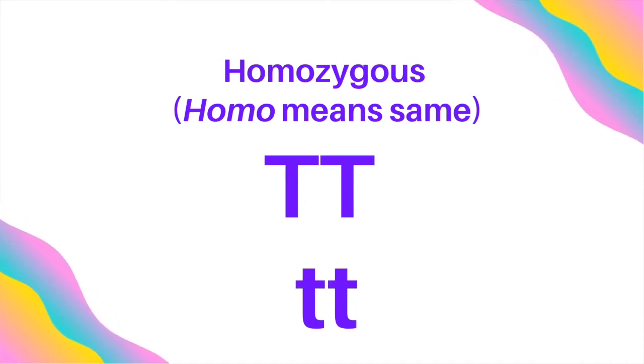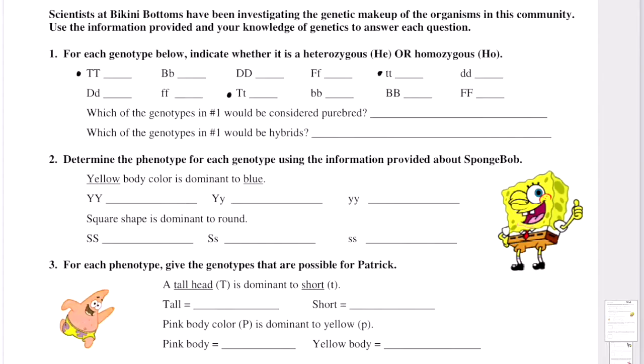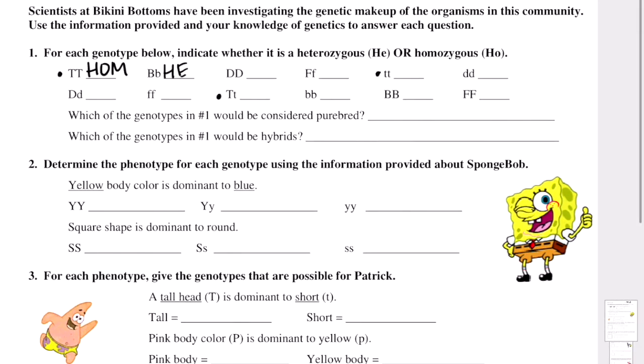So let's take a look at this first part. Big T. As I mentioned earlier, this would be considered homozygous. The next one is big B, little b. They have different capitalizations. Therefore, this would be considered heterozygous. Big D. You guessed it. This would be homozygous. Big F, little f. This would be considered heterozygous. Little t. As we mentioned before, they're both lowercase, so this would mean homozygous. And little d would also be homozygous.